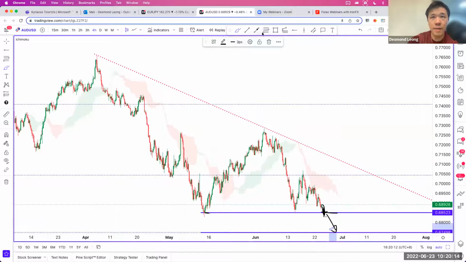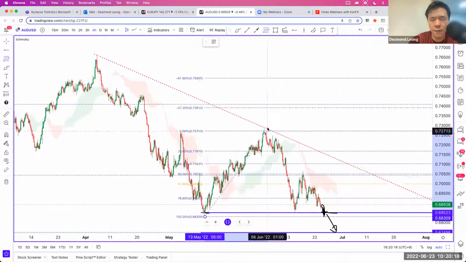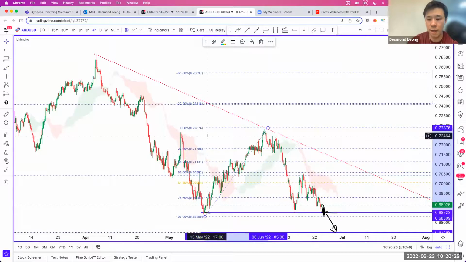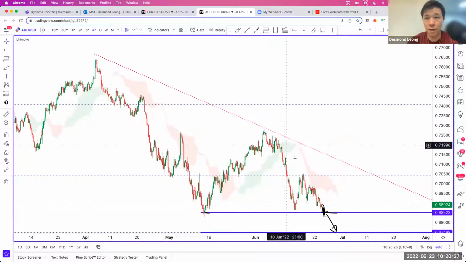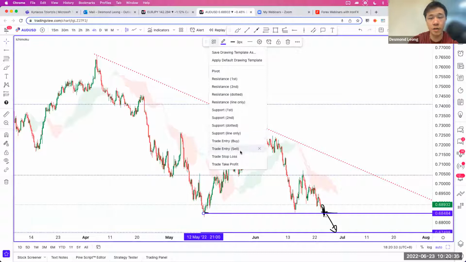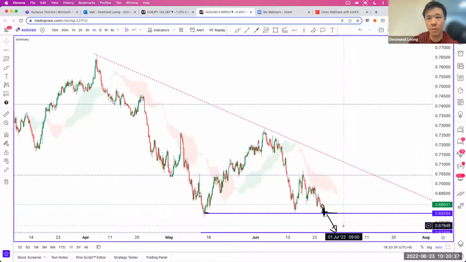I believe this target is in line with the 127, which is slightly lower. That's fine. We just want to see how far price might go. But for sure, if price closes below this level, I would say it would trigger a sell entry for price to come all the way down to this target level over here.